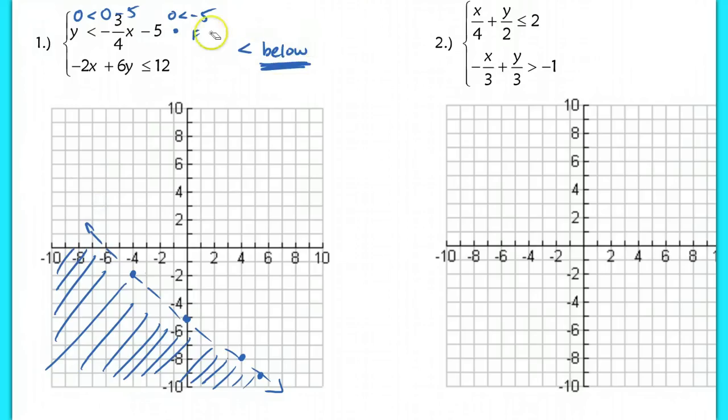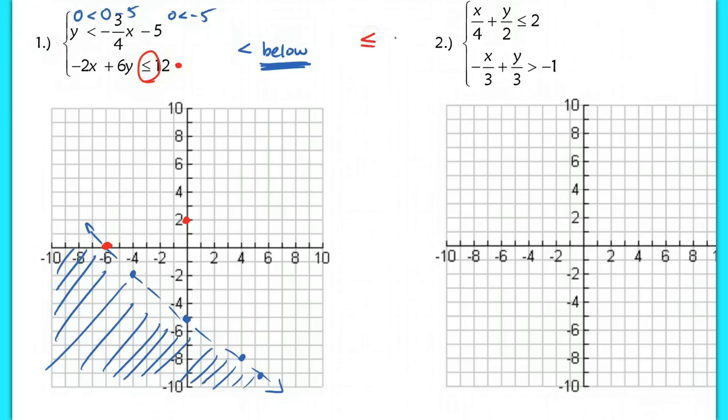Now on the second question, I'm going to do the second line here. I'm going to do this one in red. And I'm going to graph using intercepts because it's in standard form. So I have an x-intercept at -6 back here, and a y-intercept at 2. And I'm going to graph this with a solid line.